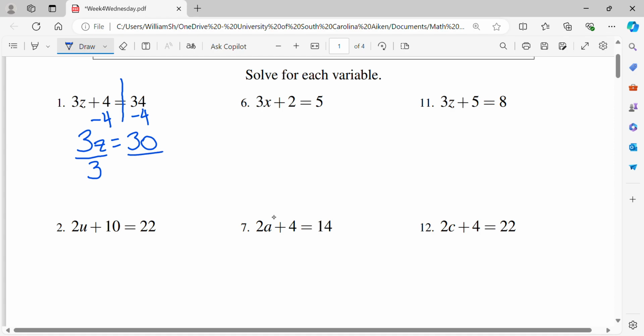So I'm going to divide each side by 3. That cancels the 3's out here and leaves me with just a z. And then 30 divided by 3 is 10. So my final answer here is z equals 10.